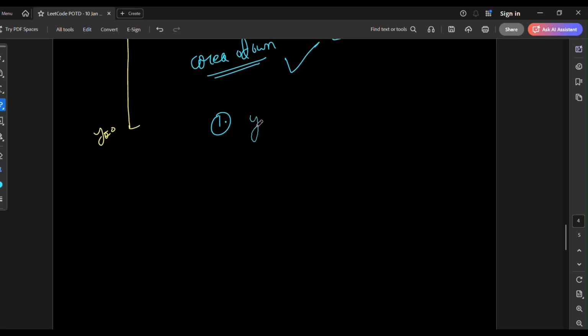We will set y equal to 0 and y equal to y max. Okay, we have found two things. Then we'll do the binary search on this range, 0 to y max. We will find our midpoint.